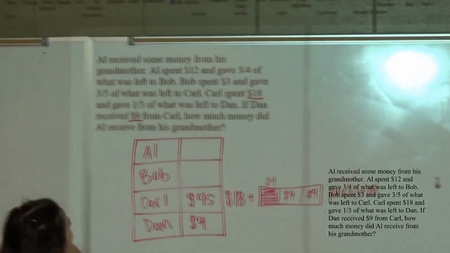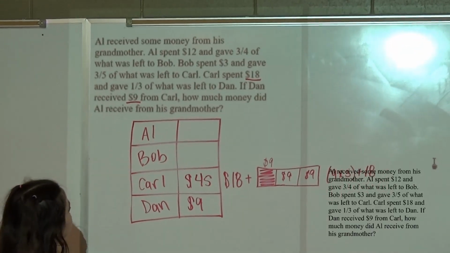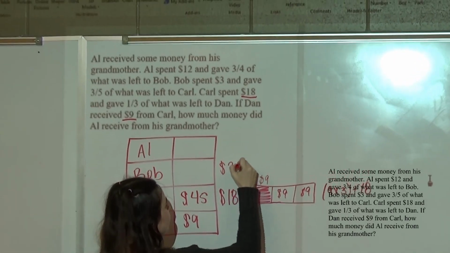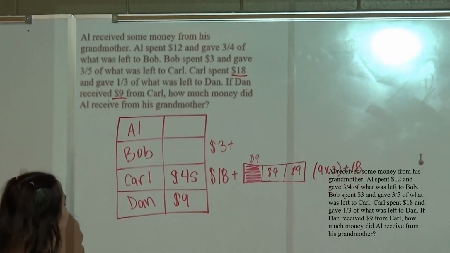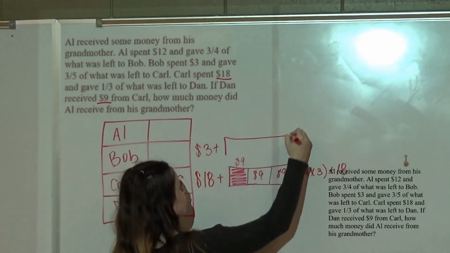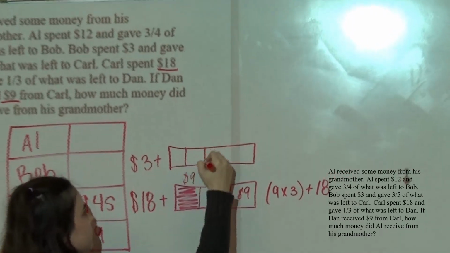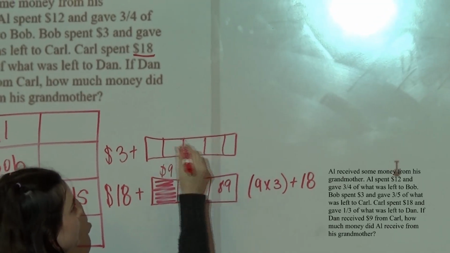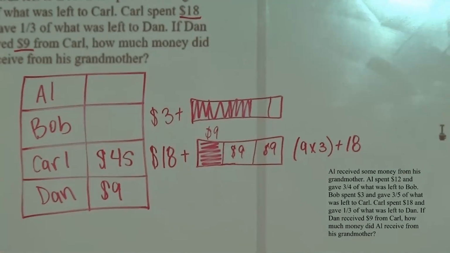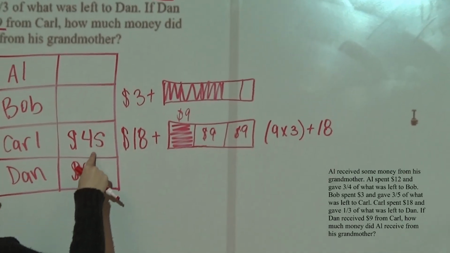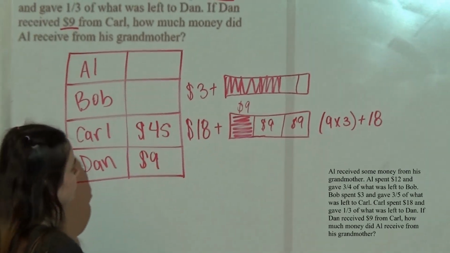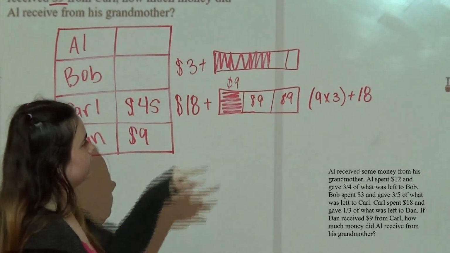And then we know that Bob spent $3, so we already know that. And he gave 3/5 of the rest of it to Carl. So we're going to do the exact same thing. We're going to draw a little box, split it up into 5s, and then we're going to shade in 3/5 of it, so we know that that's what he gave up. And so 3/5 is equal to this 45 because Carl had to get this money from Bob. And so since he gave 3/5 of it to Carl, we know that 45 is equal to 3/5.